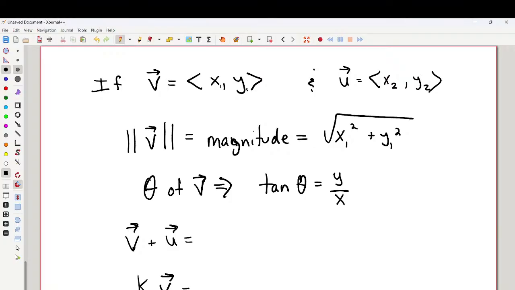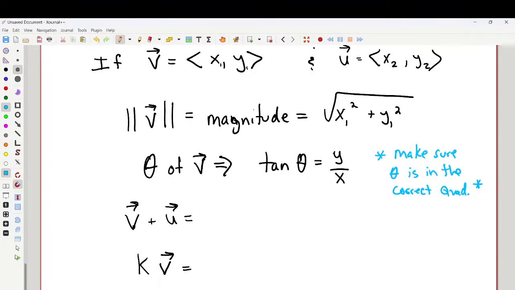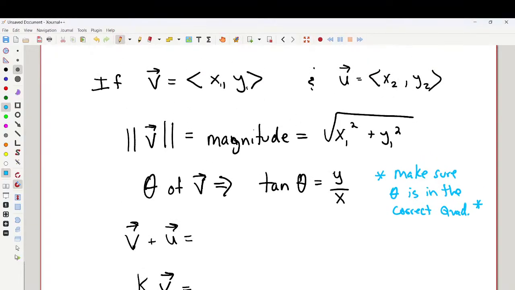So I leave it, and textbooks do leave it this way too. Arctan, I'll make a note here. Make sure theta is in the correct quadrant. And that's going to depend on your shift. If you're not sure about that, give me a few minutes.